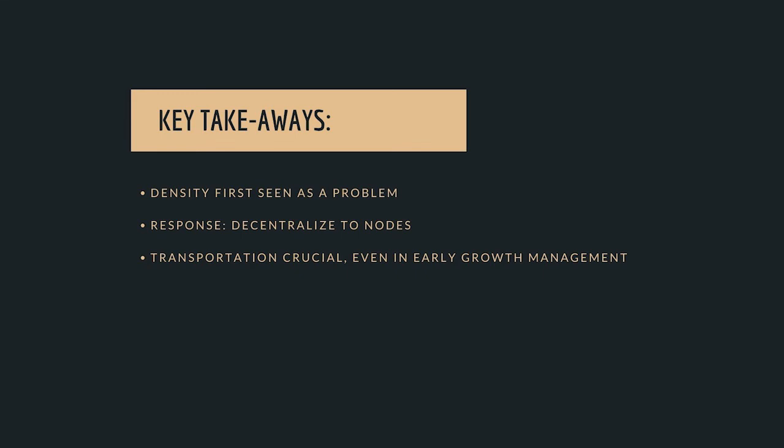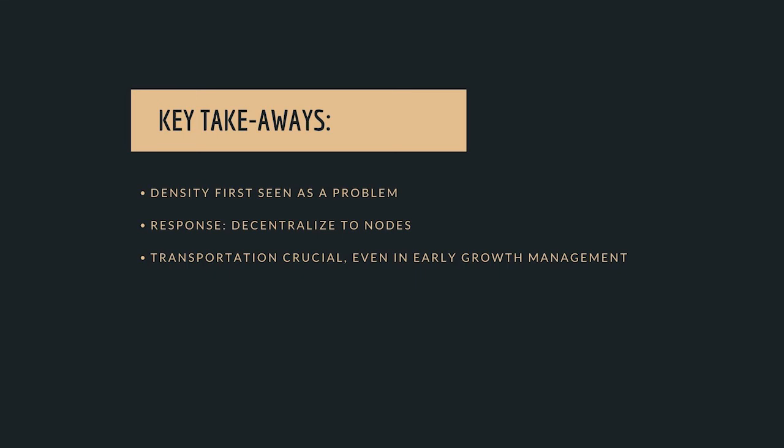To review, early growth management saw density as a problem to be solved, and so it focused on decentralizing population to selected nodes outside of city cores or outside of downtown areas. It also acknowledged the role of transportation in helping with growth management. Initially, the results of those early efforts did solve the density problem as it was envisioned back then. But most of the decentralization, especially in North America, did not achieve the goals for more balanced communities that were recommended by Ebenezer Howard.